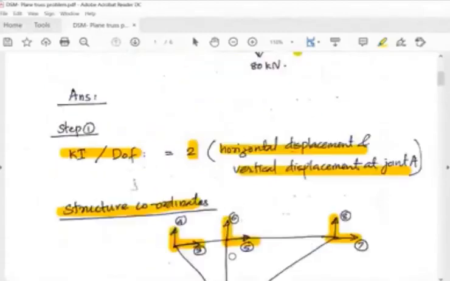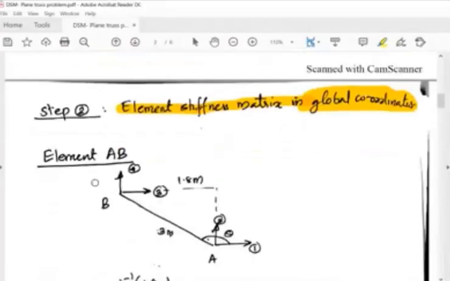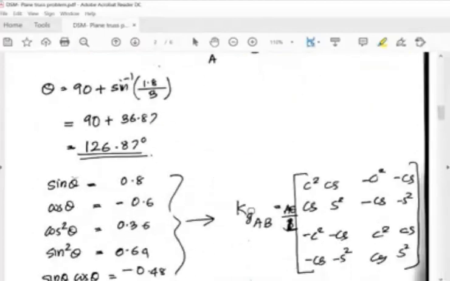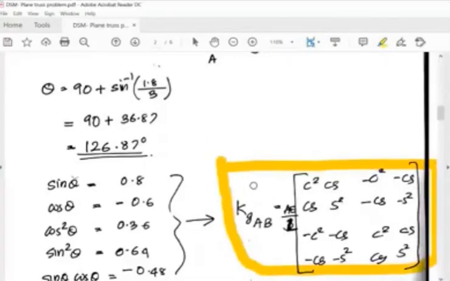In step number 2, we will be finding the element stiffness matrix, but here you have to find it in global coordinates. That is the only difference. Whenever you take each element, you have an expression for the kg matrix. Kg of AB is AE by L into the matrix with cos square theta, sin theta cos theta, minus cos square theta, minus cos theta sin theta, and so on. This 4 by 4 matrix you have to learn by heart. I have mentioned it in the previous lecture. So this is the kg matrix.